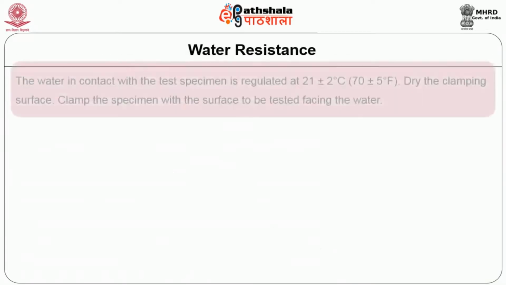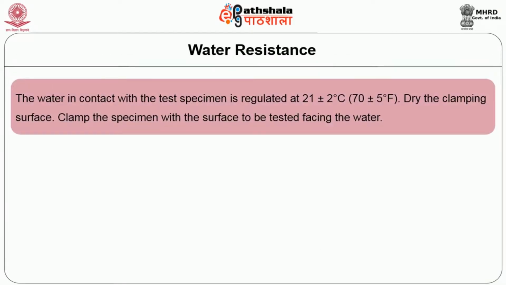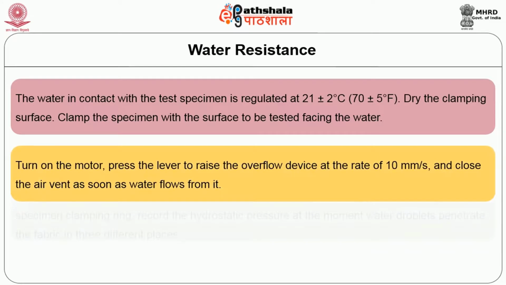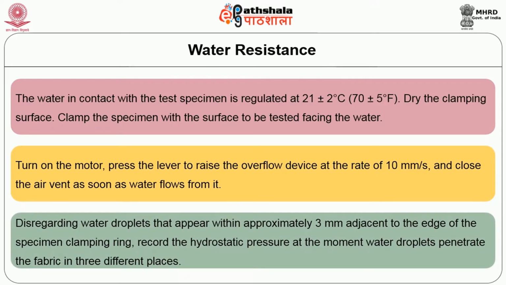Weather resistance. The water in contact with the test specimen is regulated at 21 plus or minus 2 degrees Celsius. The fabric is clamped, with the surface to be tested facing the water. Turning on the motor, press the lever to raise the overflow device at the rate of 10 mm per second and close the air vent as soon as water flows from it. Disregarding water droplets that appear within approximately 3 mm adjacent to the edge of the specimen clamping ring, record the hydrostatic pressure at the moment water droplets penetrate the fabric in at least 3 different places.